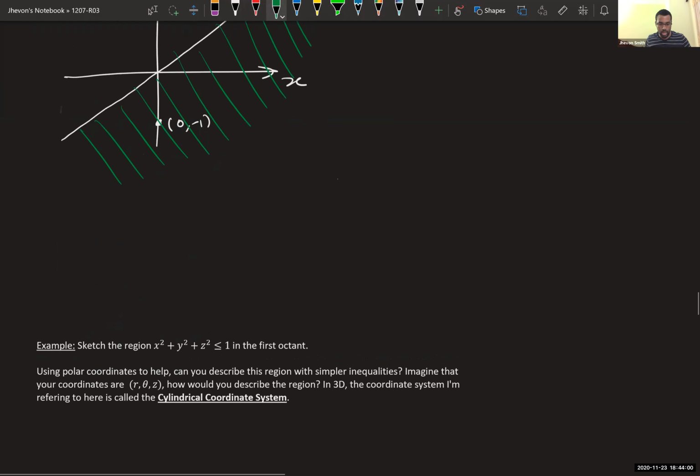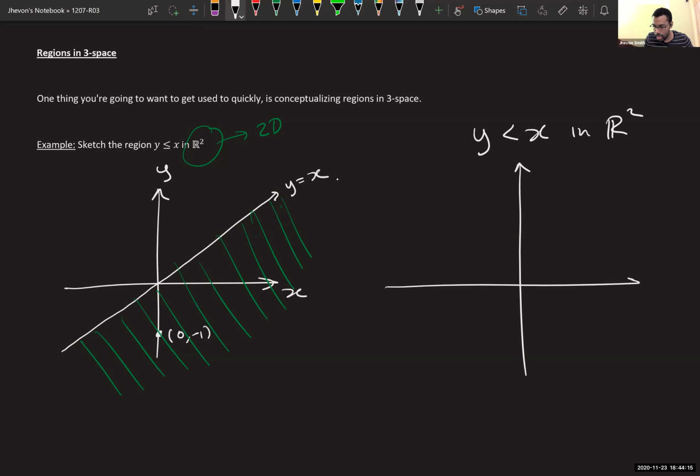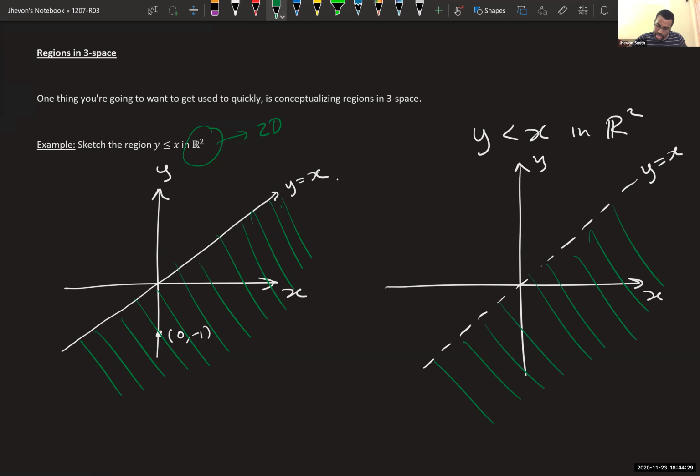Similarly, if I wanted y strictly less than x in R2, we can represent that by essentially the same thing, except we draw a broken line. So it's everything below that line, not including that line. In this case, we include the line. Okay, so that's region in 2D. Nothing new, nothing special, but I just want you to know what we talk about when we say region.